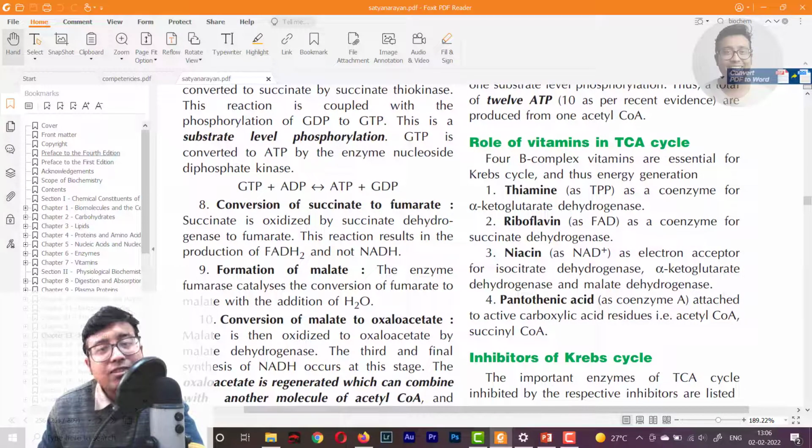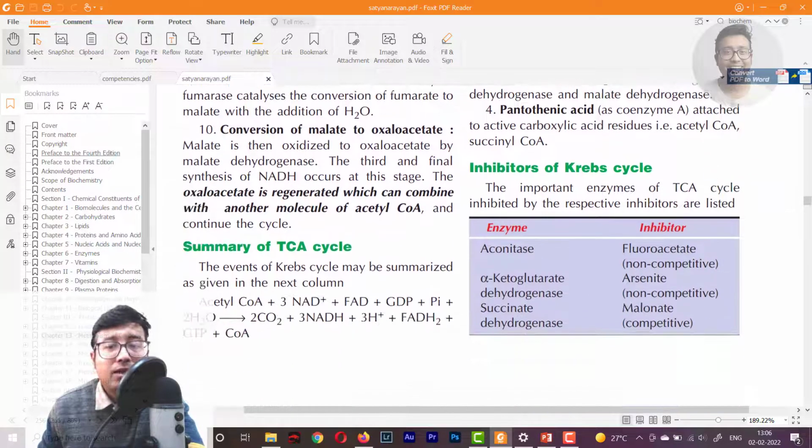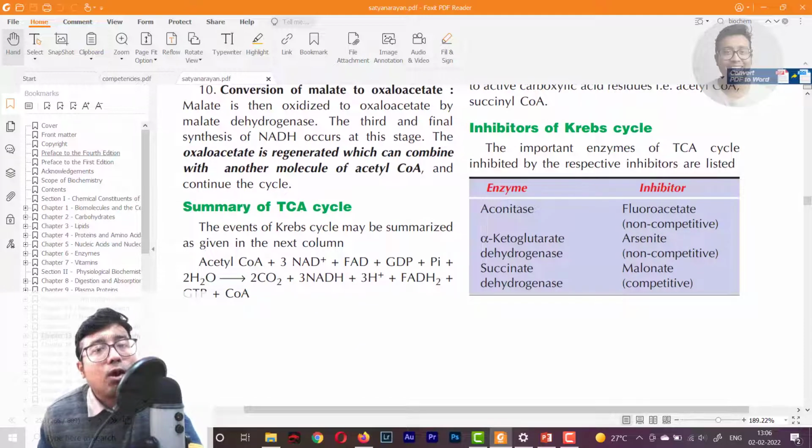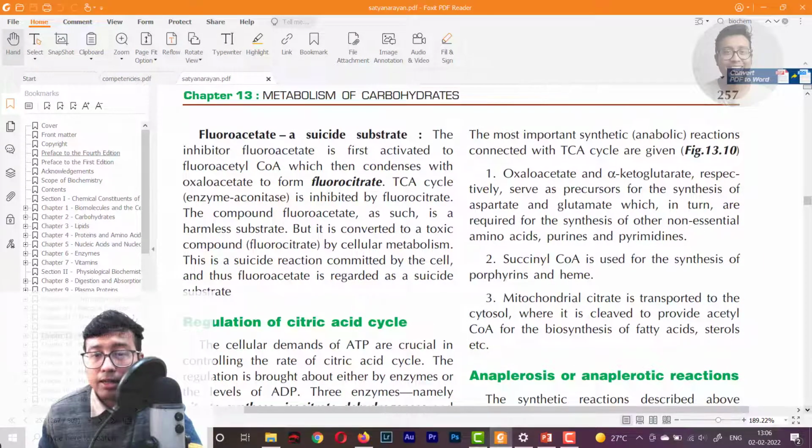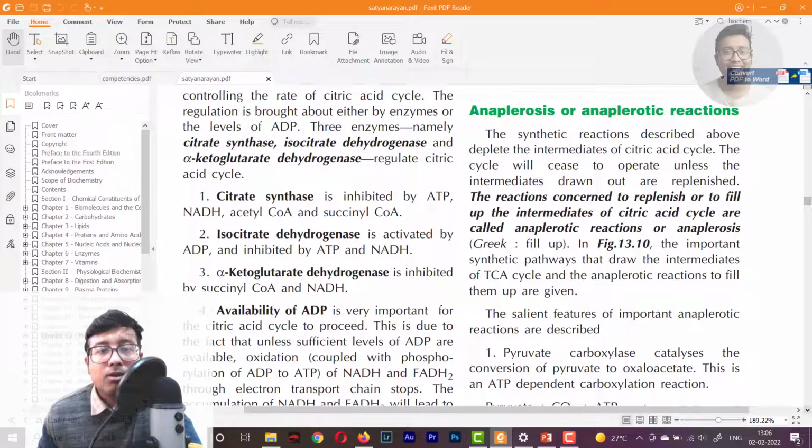Next, you need to know one inhibitor of the Krebs cycle. Just one inhibitor will do for your viva. You can write fluoroacetate, arsenite or malonate. I prefer to say malonate. Malonate inhibits the enzyme succinate dehydrogenase. Fine, so that's all about the TCA cycle. Yes, you need to know the regulation of the TCA cycle, but that will again become very easy if you understand how insulin and glucagon play a role.